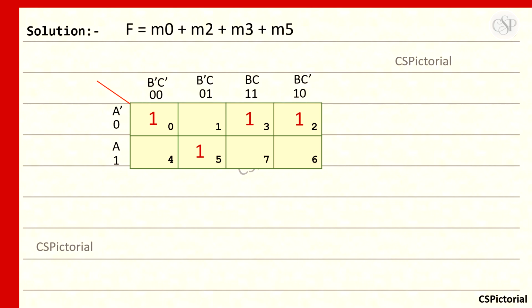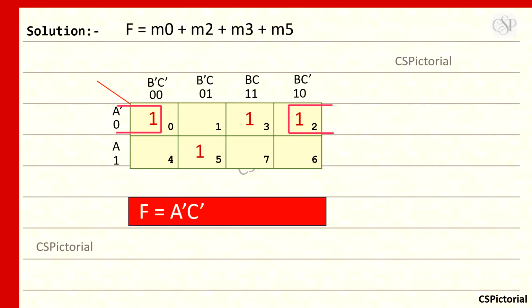Make groups of cells containing ones. We first get this pair by wrapping around the K-map. In this pair, B bar gets cancelled, thereby the term A bar C bar gets into the final expression. Then we make this pair where C bar gets cancelled, resulting in term A bar B.